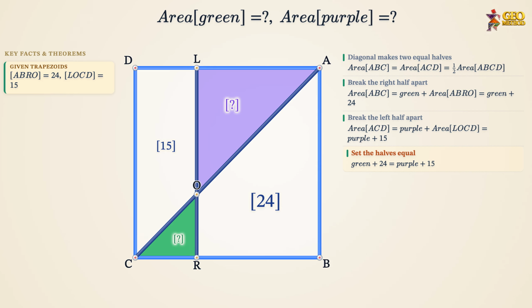The two halves are equal, and we wrote each of them a different way. Setting those two expressions equal gives green plus 24 equals purple plus 15. This is our first real equation linking the two unknown areas.